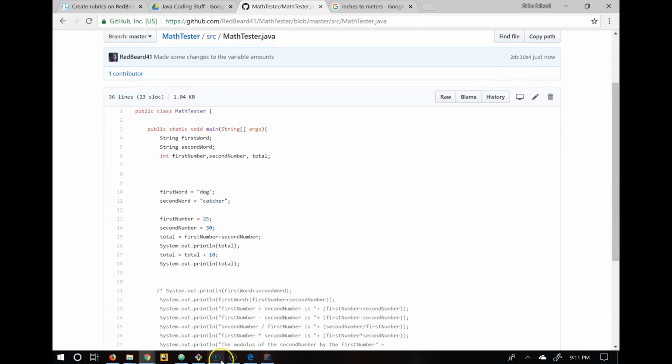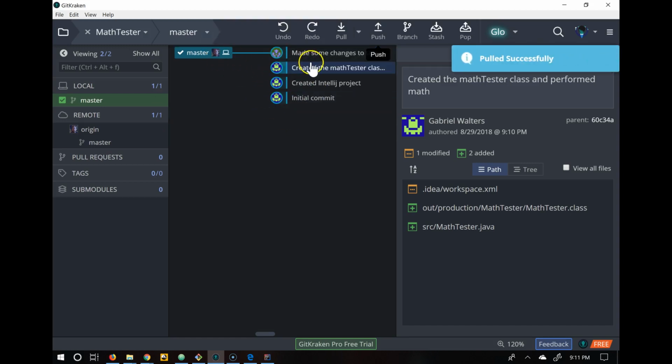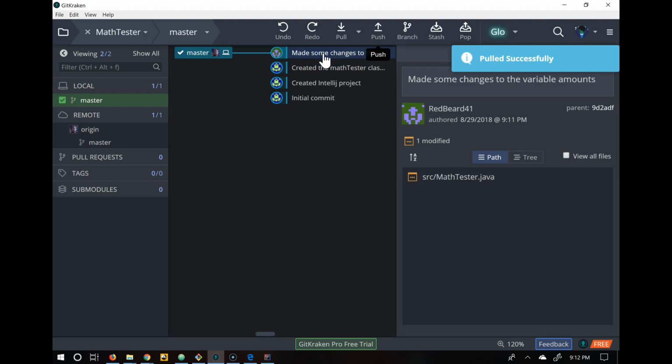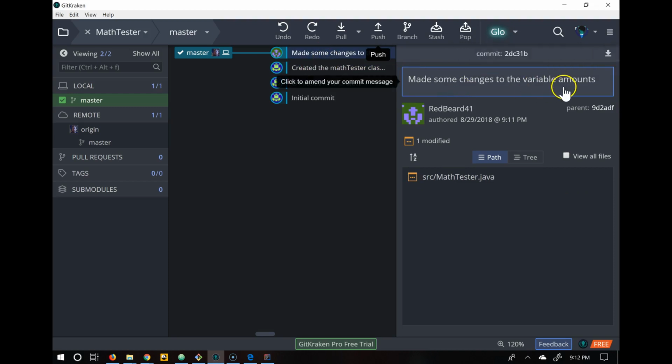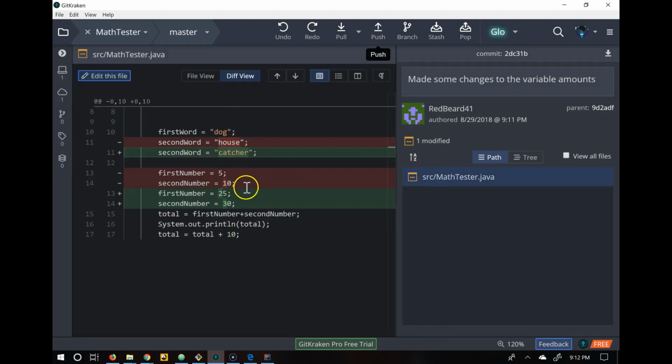Okay. Now if I went back to GitKraken, the first thing that I'm going to do is pull, BAM, because that's the newest one. And here is that commit message right there. Made some changes to the variable amounts. This shows what has been changed. I can go ahead and click on it, just like what we were doing in GitHub. Second word, house, was changed to catcher. First number and second number were changed from 25 to 30.